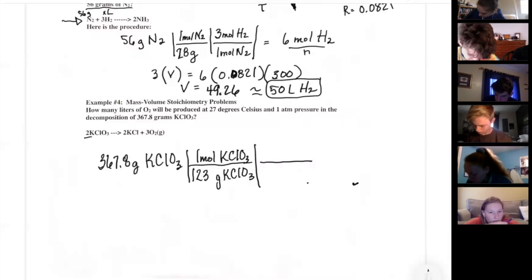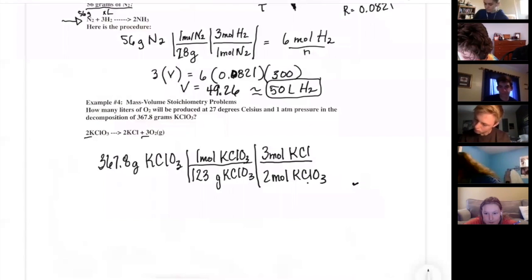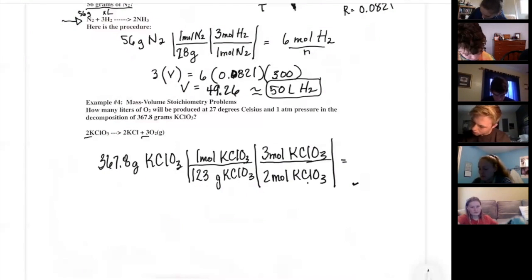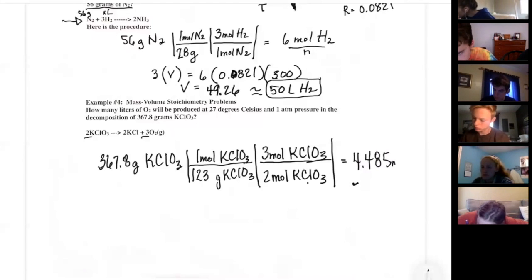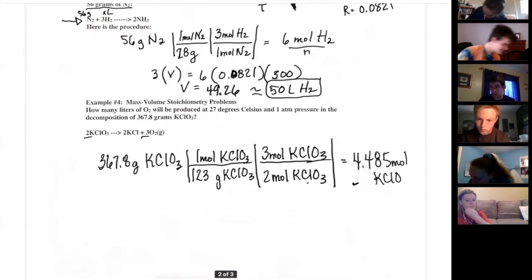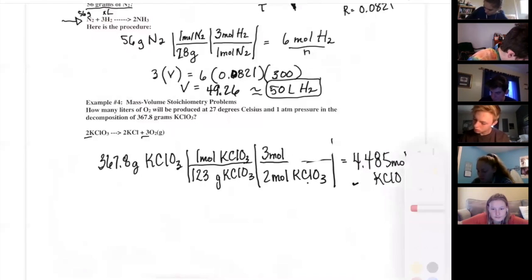So it's 2 to 3. So 2 moles of KClO3. Give me an answer. Is it 4.4? Yep, it is 4.485 moles of oxygen. Oops. You missed. You guys didn't correct my work here. You're not paying attention to me, but that's okay. You're not supposed to be. You're supposed to be doing your own work. Okay.